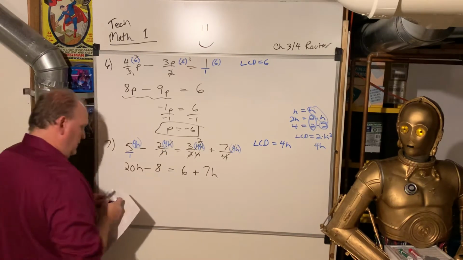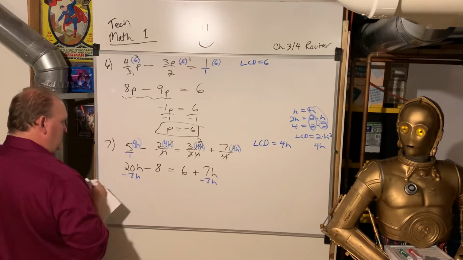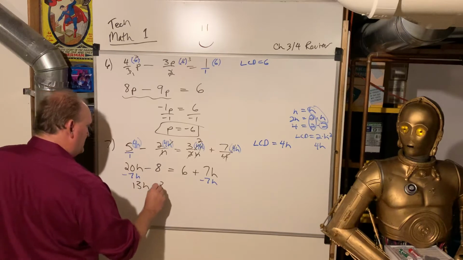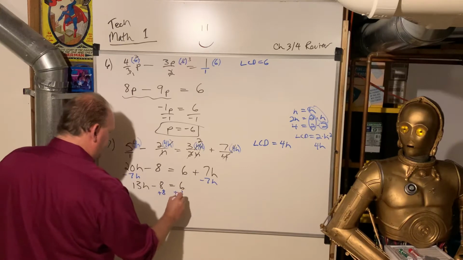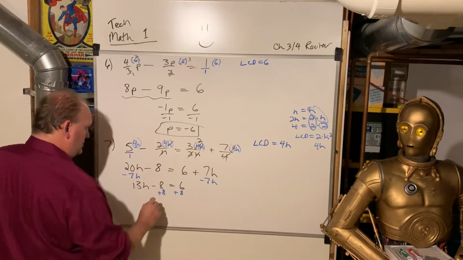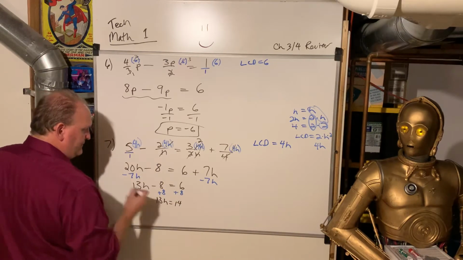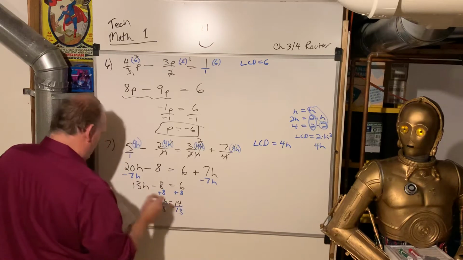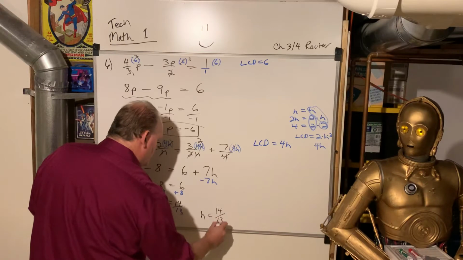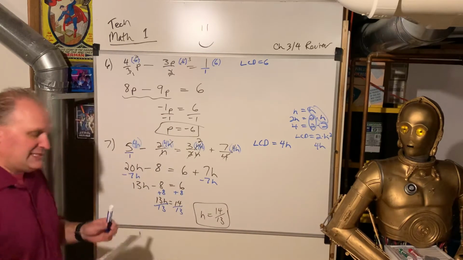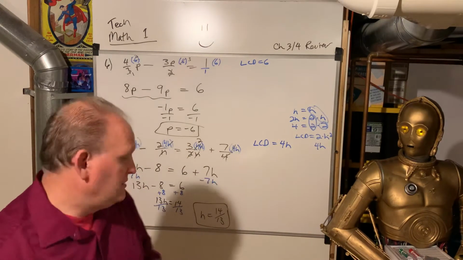And so we'll subtract 7h from both sides, get 13h minus 8 equals 6, then we'll add 8 to both sides, get 13h equals 14, and then divide by 13 on both sides. And get h equals 14/13. So I want you to show your work when you're doing these problems. Again, if you want to be fancy and write 1 and 1/13, you can. You do not have to. You can just leave it improper.